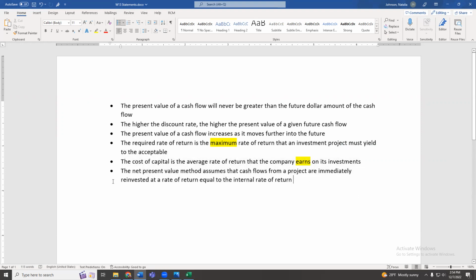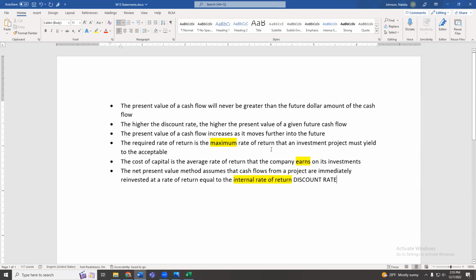The last one is, the net present value method assumes that cash flows from a project are immediately reinvested at a rate of return equal to the internal rate of return. I remember that when I took the class, I read this phrase many times in the McGraw-Hill textbook, and I thought it was true, but it's false, because it's not the internal rate of return. It's actually the discount rate. If it said discount rate, it would be true.